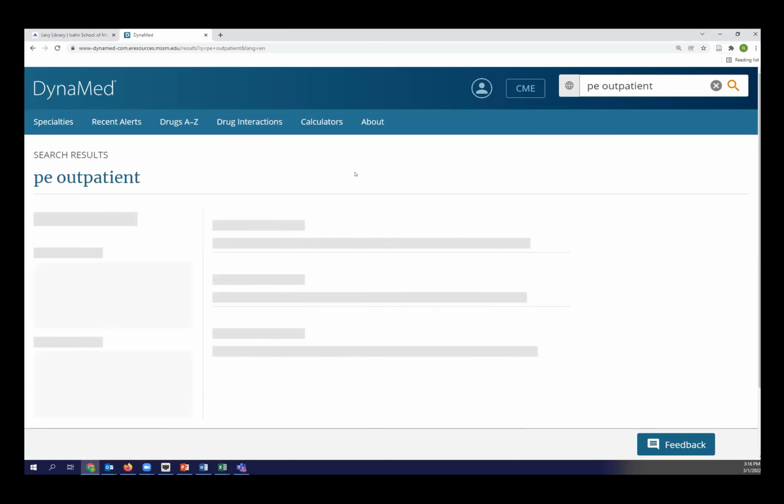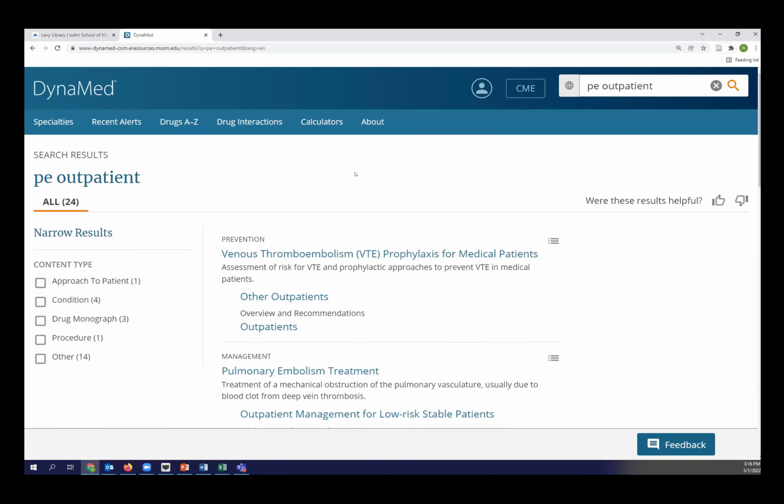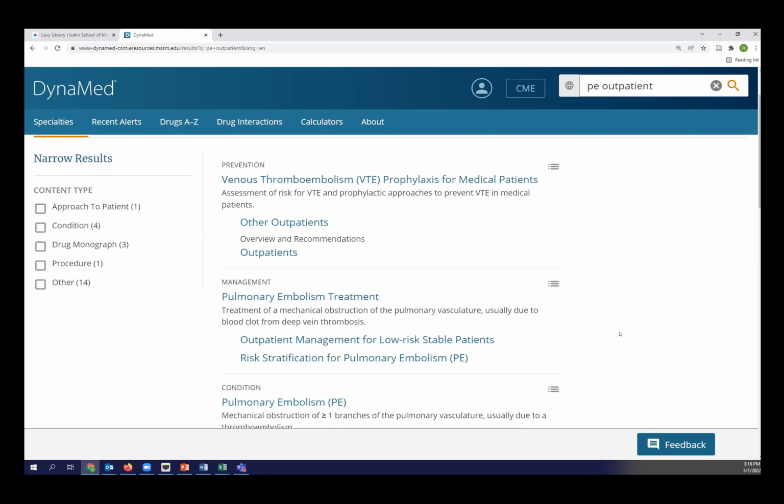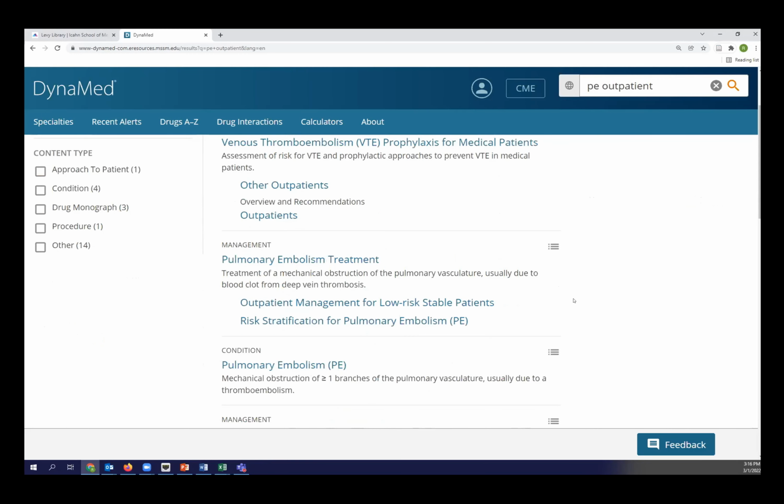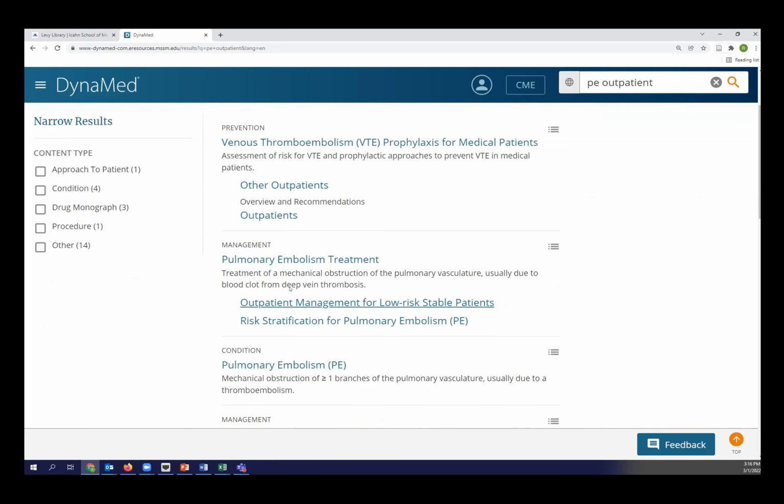And one of the things I always find a little bit weird about Dynamed is I feel like they cannot quite fine-tune their search results algorithm. Like I feel like they never have quite nailed it. And so it's always the case for me that the result I want is never the top result, but it's like a few results down. And that is very much true in this example. So I see in the management, in the entry on pulmonary embolism treatment, I can jump right to that section on outpatient management for low risk stable patients.